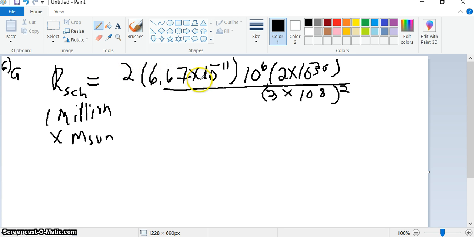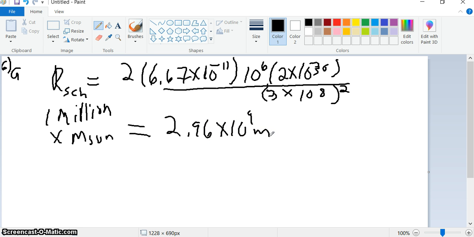It's just 2 times big G, and then the mass is the only variable, right? So there's 1 million, 10^6 times the mass of the sun, and remember, it's divided by the speed of light, which is 3 times 10^8 meters per second, and you have to square that. Anyhow, when we do that, here is the Schwarzschild radius. It comes out to be about 2.96 times 10^9.